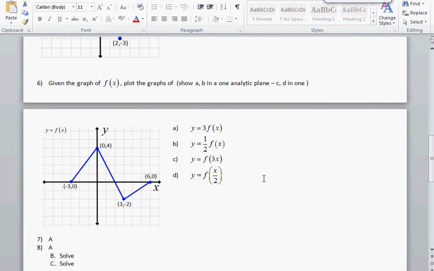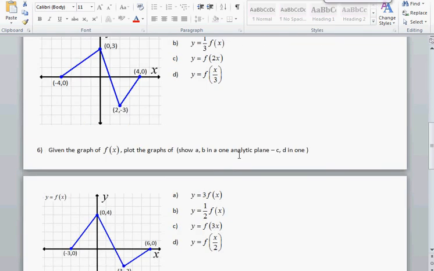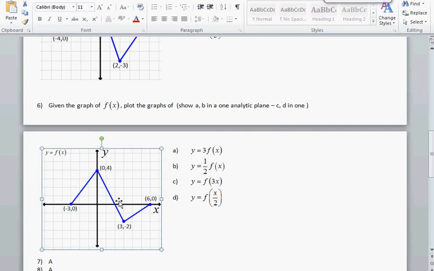Now the last two questions are the same. I only changed the graphs and the numbers. Let's do this one.